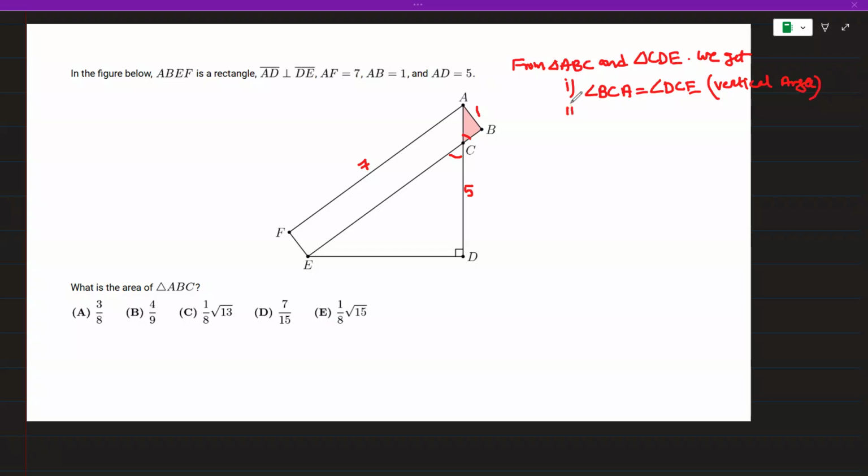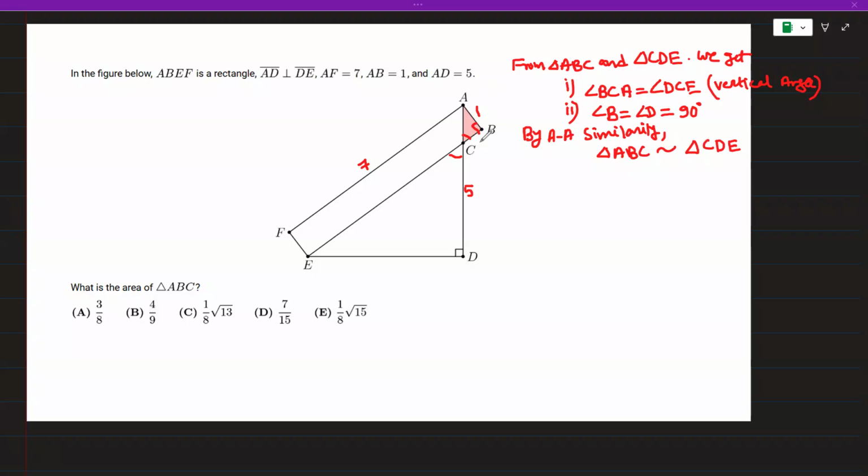Our next condition: since ABEF is a rectangle, that means angle B will be 90 and angle D is already 90. So we can write that angle B equals angle D equals 90 degrees. So we can use here angle similarity. We can say that triangle BCA and triangle DCE are similar by angle similarity. We can say that triangle ABC is similar to triangle CDE.